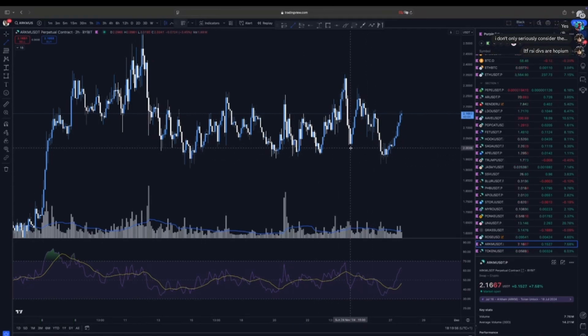Yeah, low time frame, for sure. RSI divs are hopium on low time frames. But on 15-minute, 30-minute, if you see 3 or 4 divs in a row, there's probably a good chance.